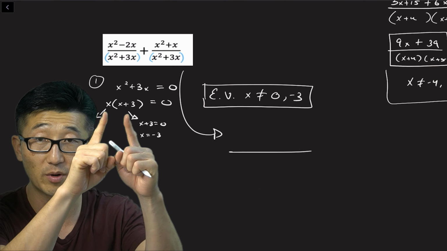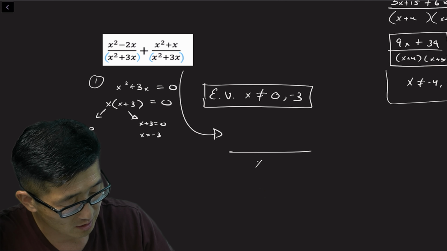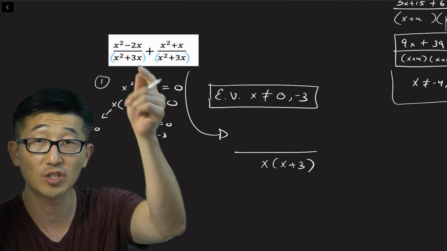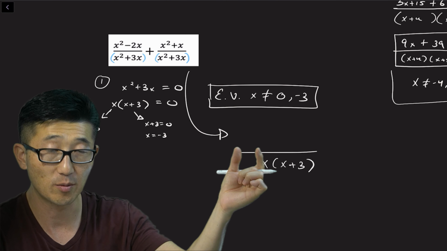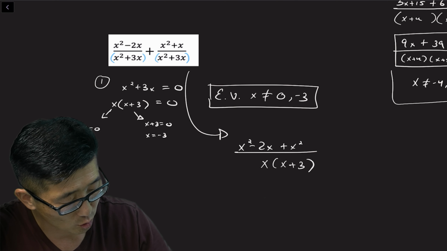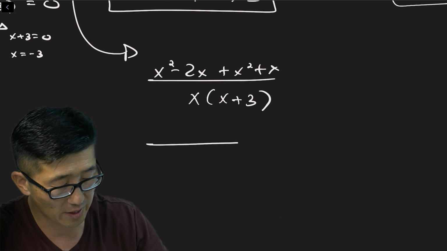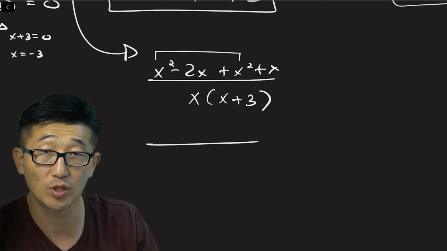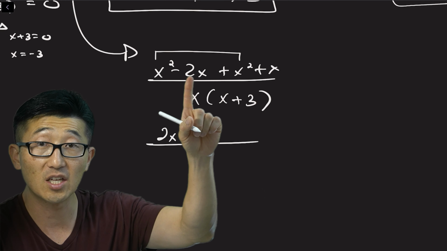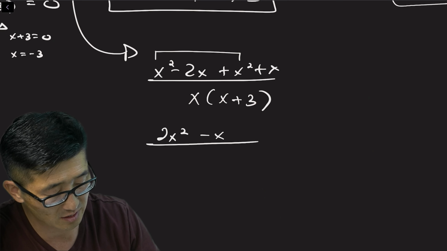So here's the factored term right here, x times x plus 3. So we're going to use that and write x times x plus 3. And the numerator, again, we're just going to write it exactly the way it is right up here: x squared minus 2x plus x squared plus x. And again, simplify the numerator, combine like terms. You can combine the x squares together. That'll become 2x squared. And the negative 2x, positive x, those are like terms. That will become negative x.